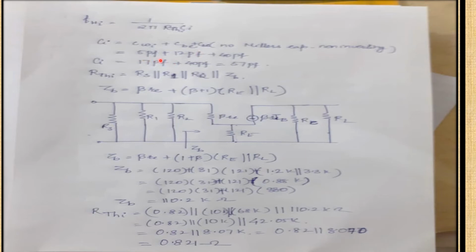So 5 peak, these are the values given in the problem. Substitute them, you get an approximate value of 57 picofarad. Then the input resistance over here is beta RE.